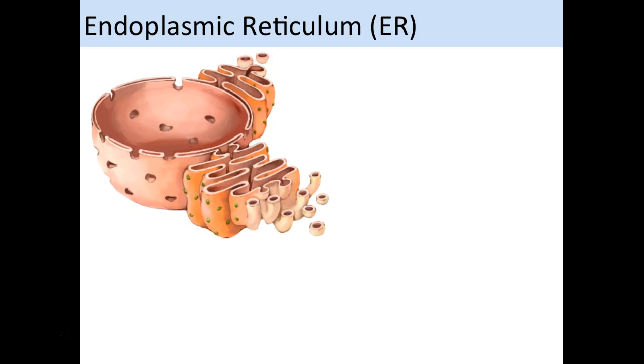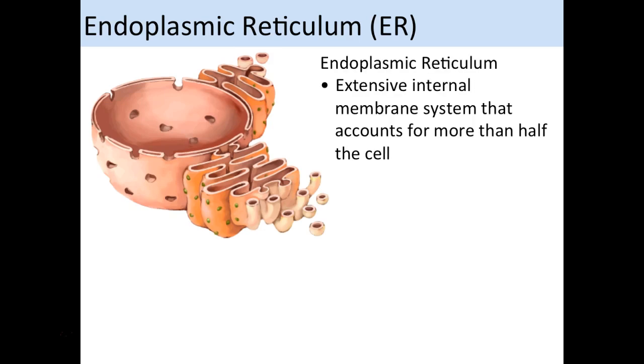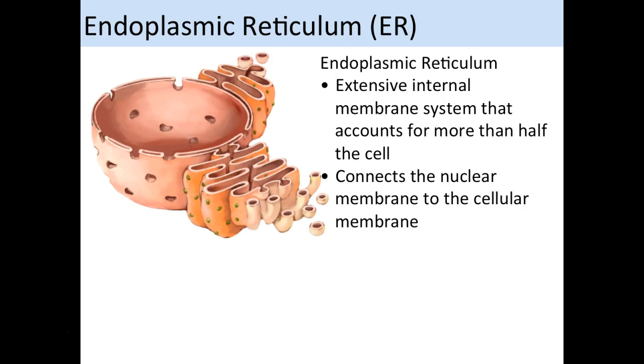The next organelle is the endoplasmic reticulum. It is a membrane-bound organelle found in both the animal and plant cell. And it is an extensive internal membrane system that accounts for more than half of the cell. It is a very large organelle, and it connects the nuclear membrane to the cellular membrane.